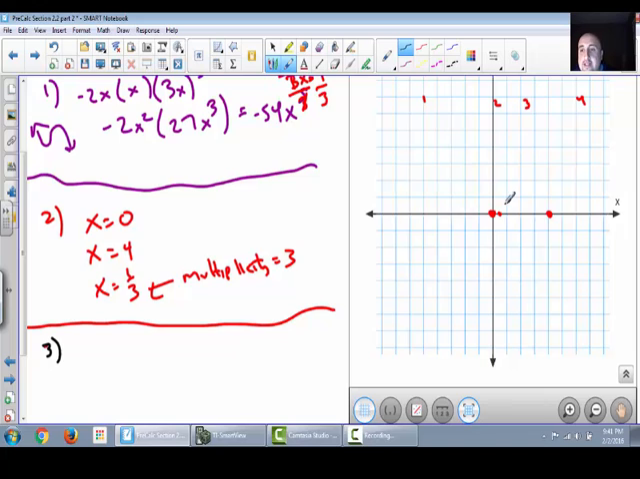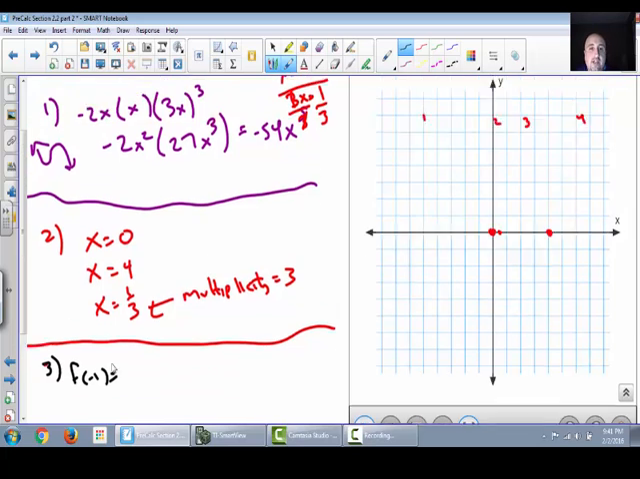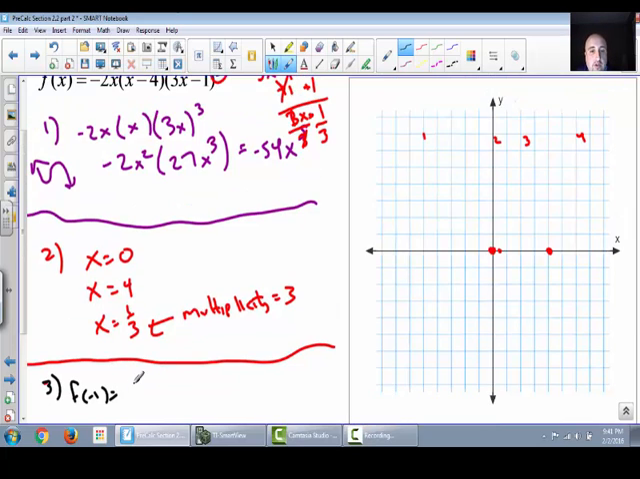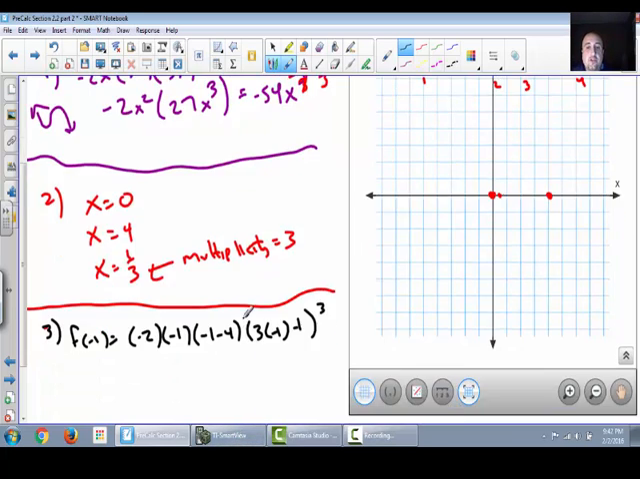All right, so let's do a number to the left of 0. So let's do -1. We're going to plug in -1 into our original function, which is up here. So -2 times -1 times -1 minus 4 times 3 times -1 minus 1 cubed. I'm going to tell you right now, you can do all this math, but you're going to get 640. So f of -1 is equal to 640.